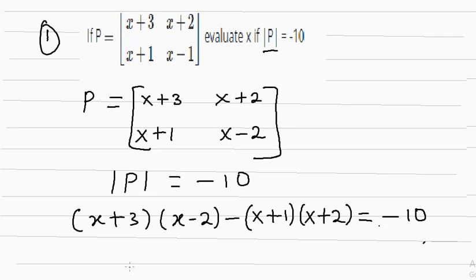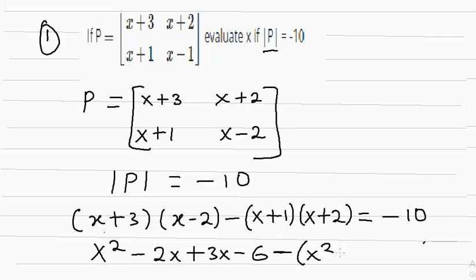Let's open this bracket. x times x is x squared. x times minus 2 is minus 2x. 3 times x is plus 3x. 2 times minus 2 is minus 6. Open this other bracket: minus, bracket open, x times x is x squared, x times 2 is plus 2x, 1 times x is x, then 1 times 2 is 2. It's equal to minus 10.